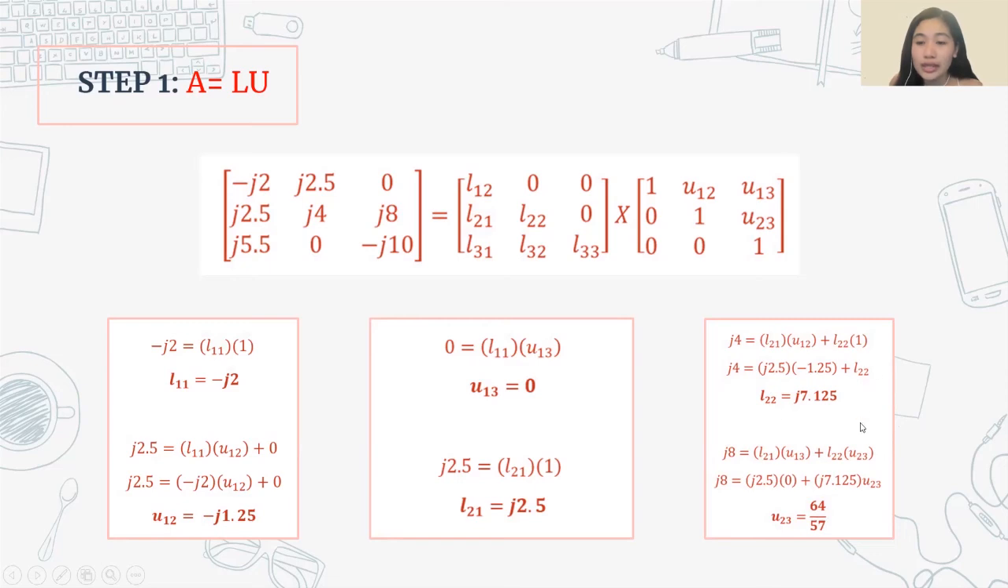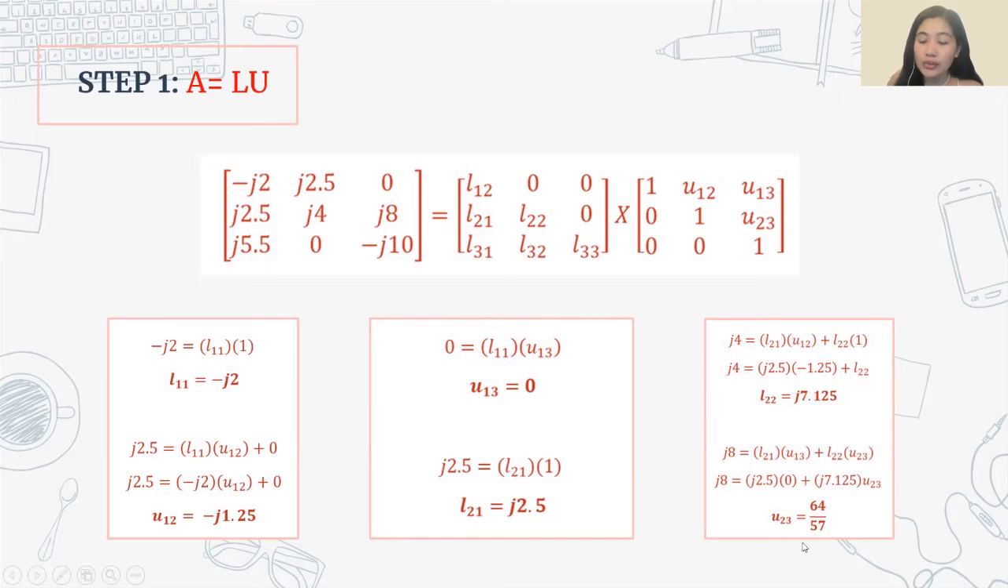Now, to solve for our L22. So, basically, ito yung L22 natin. Reflect sa kabila. This is J4. J4 will be equivalent to L21 times our U12. Tapos, plus sa L22 natin times ang ating value na 1. So, just by means of doing the math, substitute natin L21, ang U12. Since may values na tayo, anything multiplied by 1 is given an answer that is equivalent to the other value. And now, we are just basically going to solve for the product of this and subtract it with J4, and what L22 will be equivalent to J7.125.